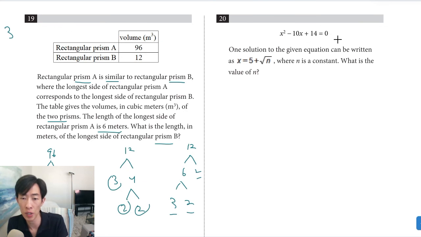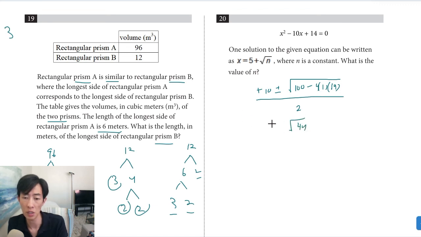Question 20, we've got a quadratic and it says one solution can be written like this. So if you see a solution to a quadratic that looks like this with a radical, you know we're talking about the quadratic formula. So let's just do it. It's going to be negative b, which is positive 10, plus minus the square root of b squared, which is 100, minus 4 times a, which is 1, times c, which is 14, all square rooted, all over 2 times a, which is 1. So let's figure out what's going on here first. 4 times 14 is 56. 100 minus 56 is 44. And the 10 stays the same, all over 2.